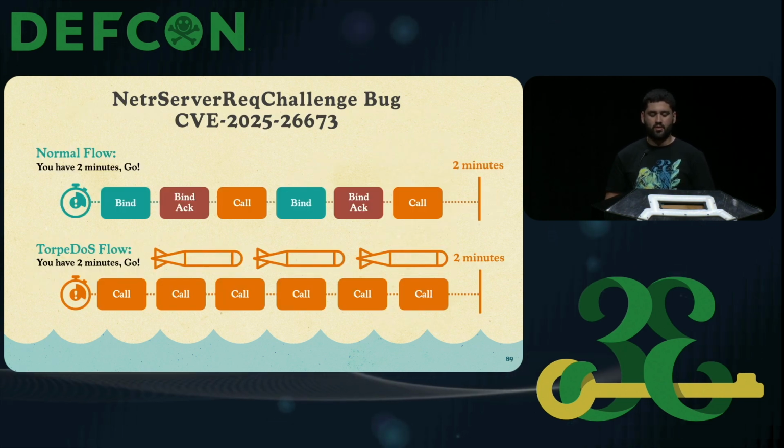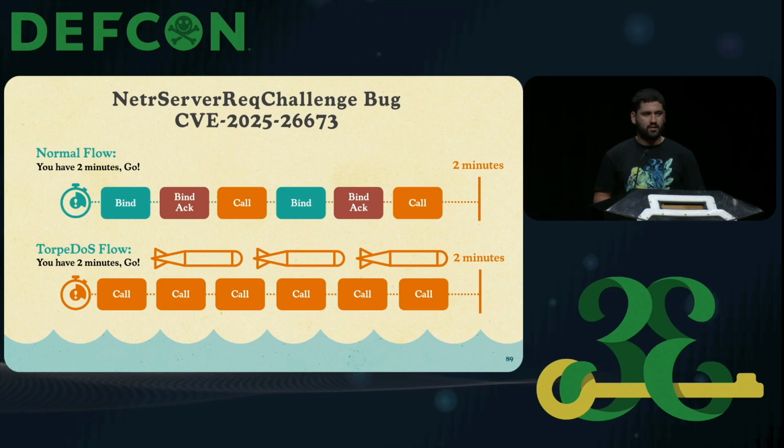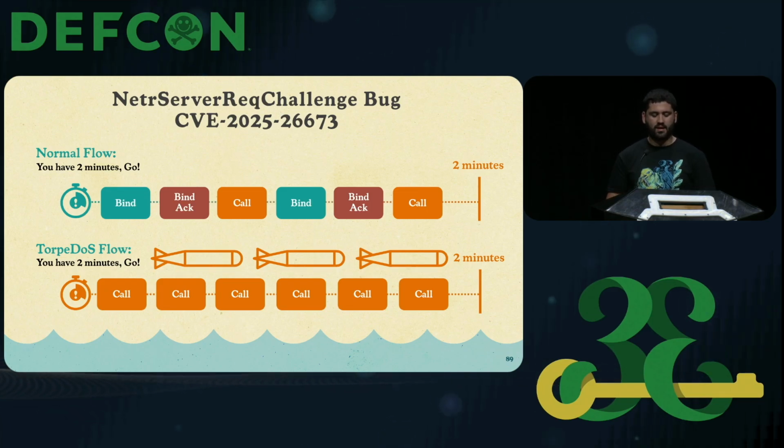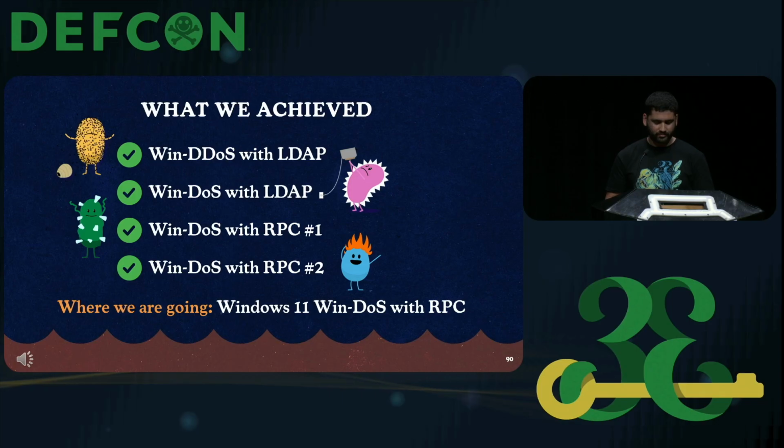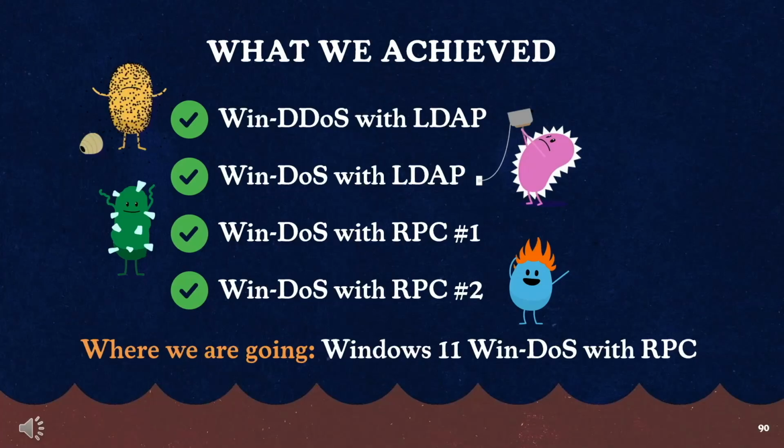Without torpedoes, we have a tight 2-minute window to crash via resource exhaustion. But since bindings don't create challenges, NlScavengeChallenges never runs. We can send much more calls in the same 2-minute window. And this is our second NetLogon RPC bug. Time well spent. Now we add a new unauthenticated Win-DoS to our arsenal.